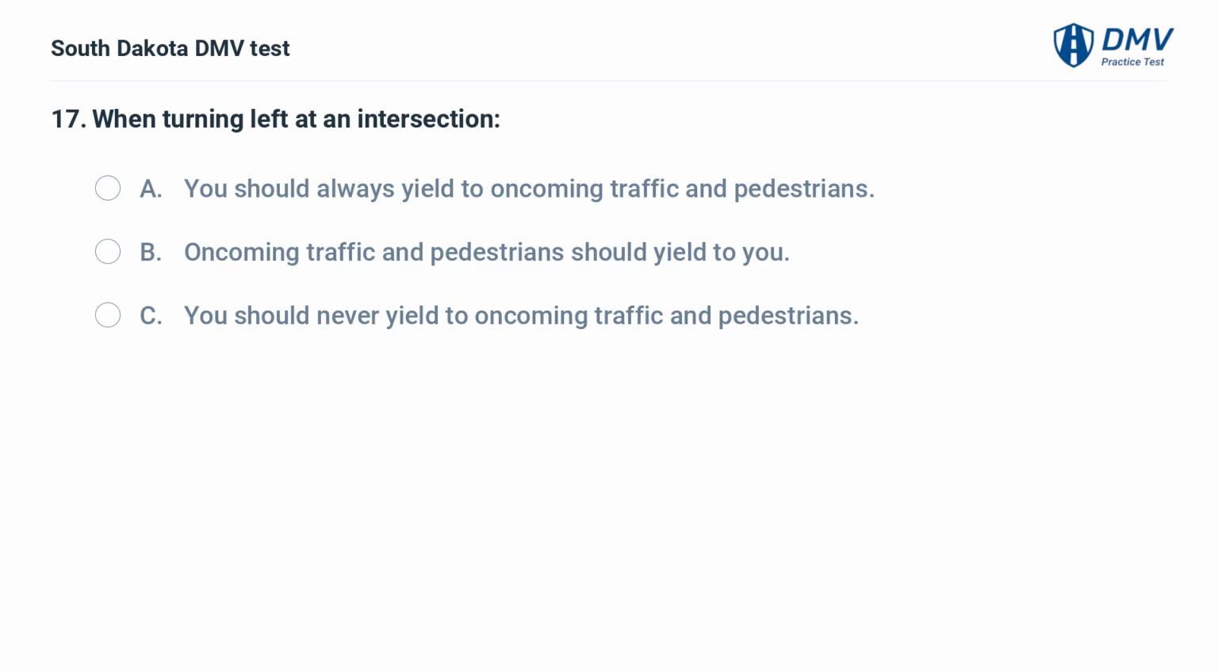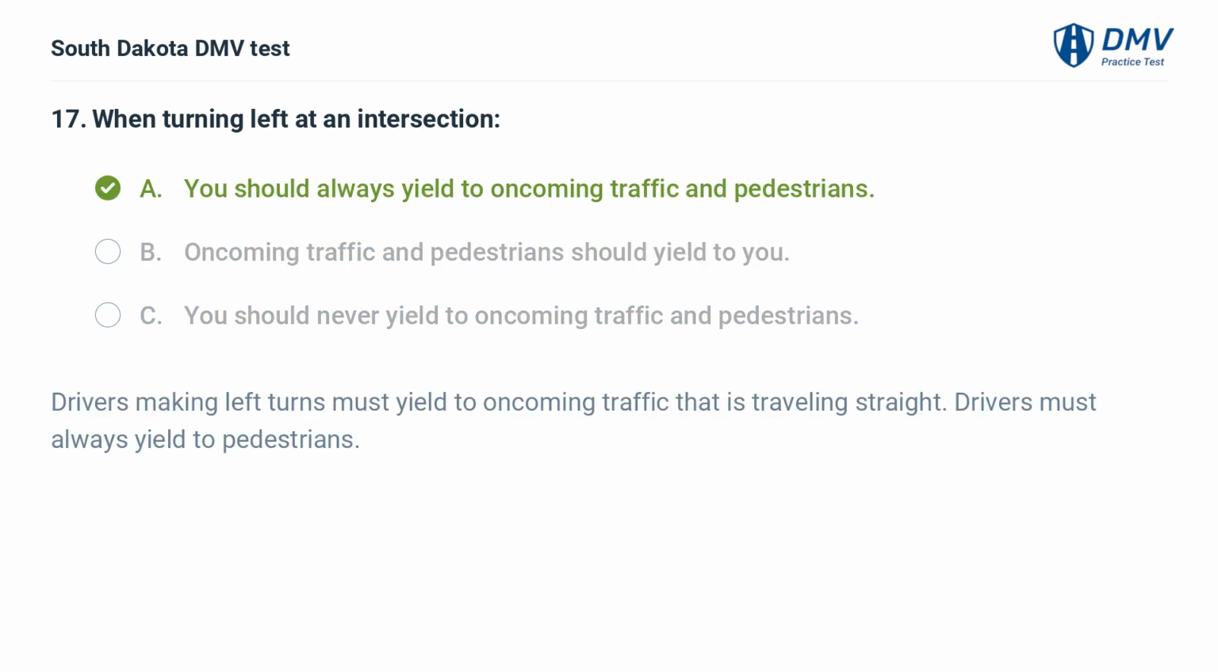When turning left at an intersection, A. You should always yield to oncoming traffic and pedestrians. B. Oncoming traffic and pedestrians should yield to you. C. You should never yield to oncoming traffic and pedestrians. A. You should always yield to oncoming traffic and pedestrians. Drivers making left turns must yield to oncoming traffic that is traveling straight. Drivers must always yield to pedestrians.